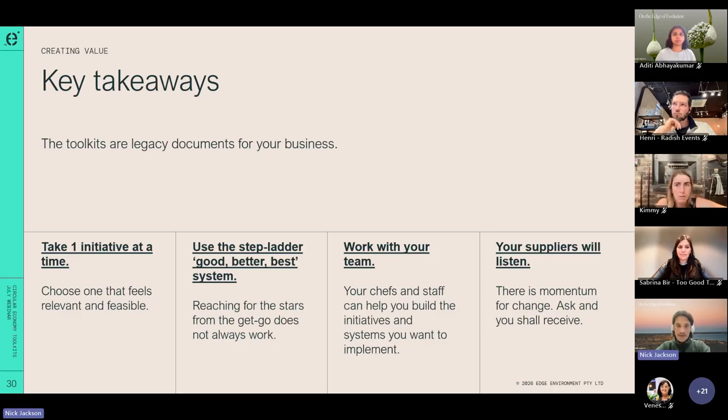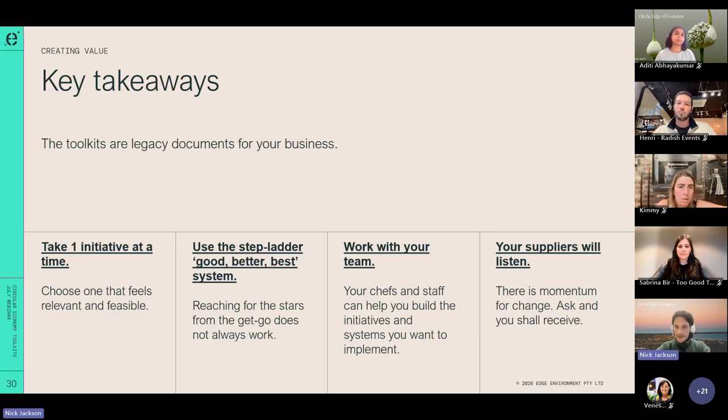Thirdly, work with your team. Your chefs and staff can help you build the initiatives and systems you want to implement, but I'm sure all 3 guest speakers can attest that you need to ensure all staff members are on board with your initiatives. Once you do that, you encounter less resistance and it's a lot easier for you to implement your initiative.